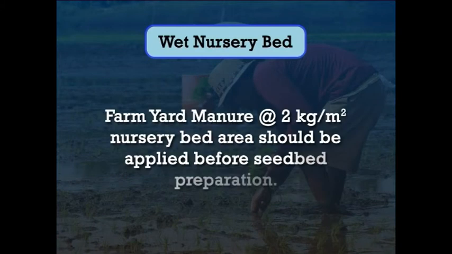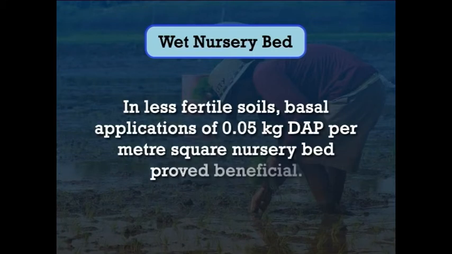Farmyard manure at the rate of 2 kg per square meter of nursery bed area should be applied before seed bed preparation. In less fertile soil, basal application of 0.05 kg DAP per square meter of nursery bed proves beneficial.